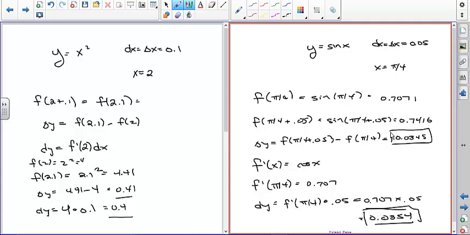So the value of f of pi over 4 is the square root of 2 over 2, which is 0.7071. If you add 0.05 to pi over 4 and take the sine of it, you get 0.7416. The difference between those two is 0.0345, so that's delta y. Then you take the derivative of the function, plug in pi over 4, which is cosine of pi over 4, 0.7071, again square root of 2 over 2. And then you multiply that derivative, 0.707, times 0.05, and you get 0.0354. So they're pretty close again.